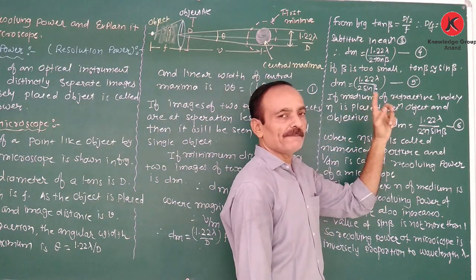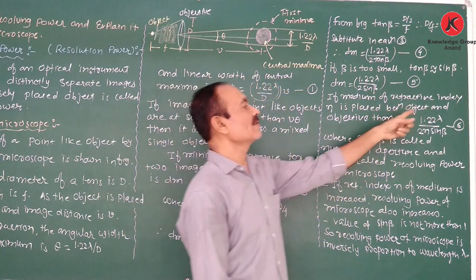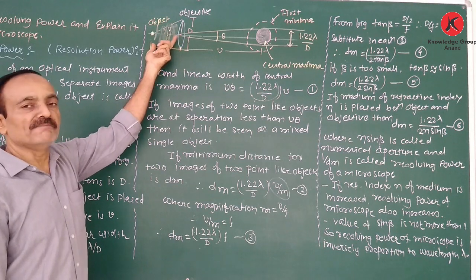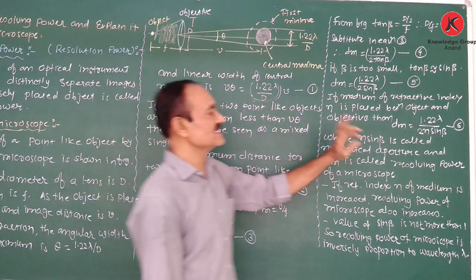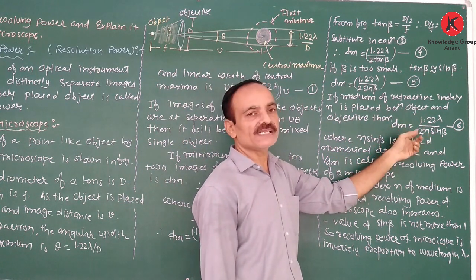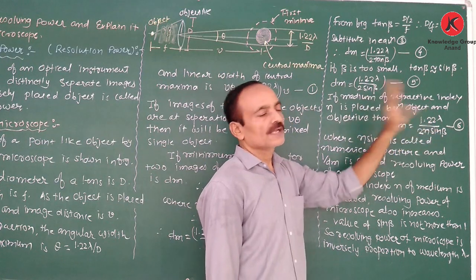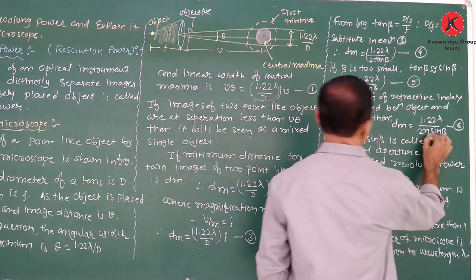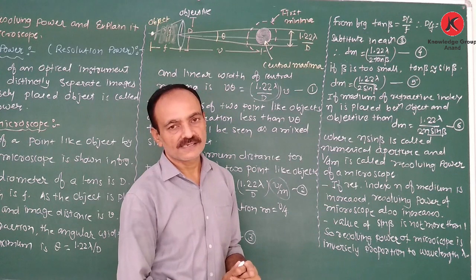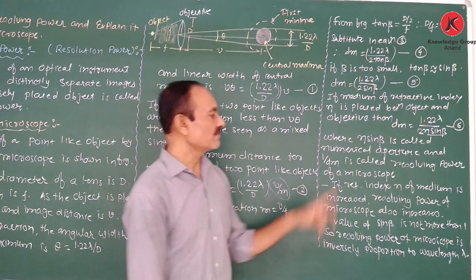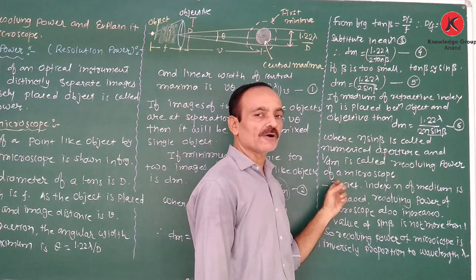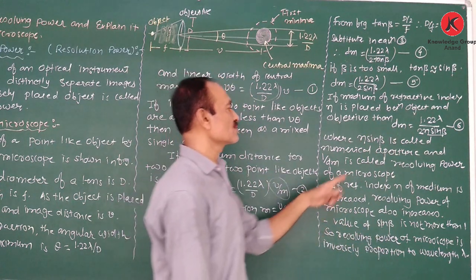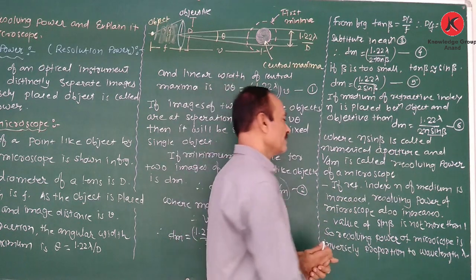Again, if a medium of refractive index n is placed between the object and the objective, the objective is the convex lens. As we place the medium between these two, having refractive index n, at that time the distance between the two images of the two objects, dm, is 1.22 lambda upon 2n sin beta, where n sin beta is known as the numerical aperture. And 1 upon dm is known as the resolving power of a microscope. That means the reciprocal of the distance between the two images is known as the resolving power, or the RP, of a microscope.